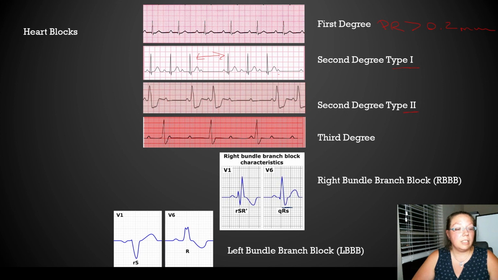So in right bundle branch block, the R's are not the same. And in the left bundle branch block, the R's are monomorphic.